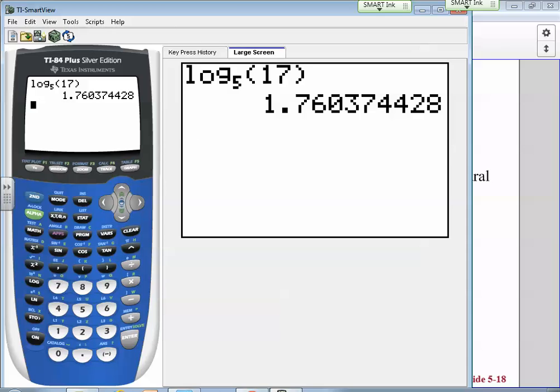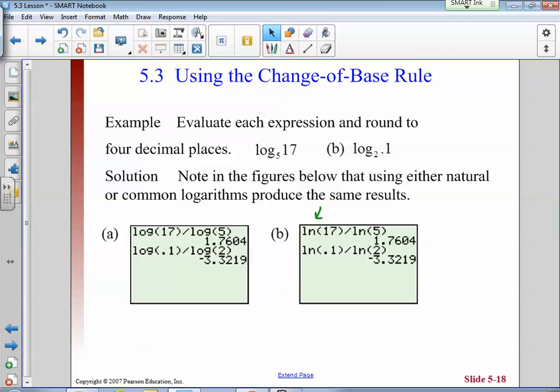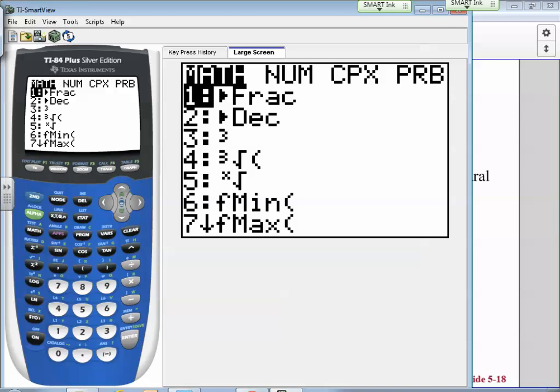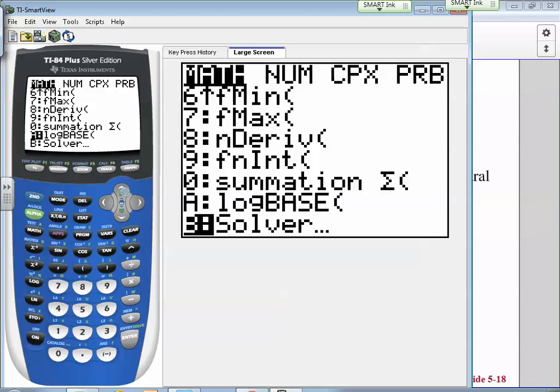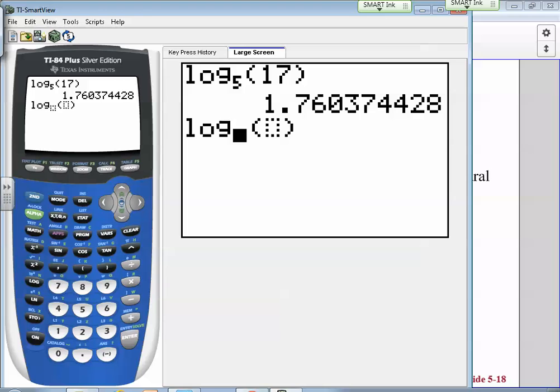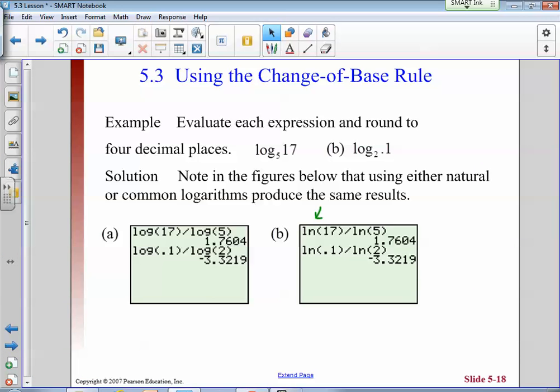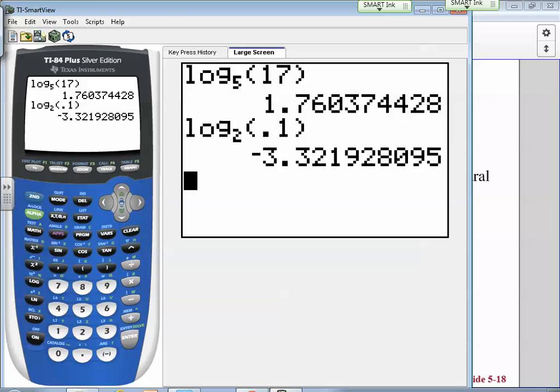And I'll do one more. What was the other one they had? Log base 2 of 0.1. So hit the math key, go down to the bottom of that list, hit log base, and it was 2 and 0.1. Enter. Of course, it's going to be negative because our argument is less than 1. And that's the same answer they got, except a few more decimal places.